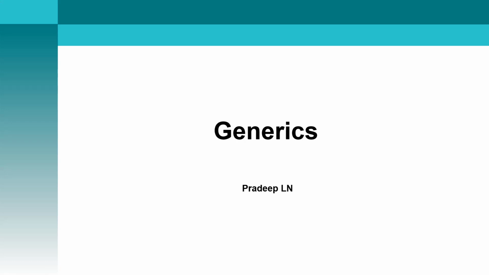Welcome back. This is the third and final part of the lesson on generics. In the previous two parts, we saw how to make basic use of generics, what generic classes and generic interfaces are, as well as how to use wildcards with generics. In this part, we're going to see what we mean by generic methods and how to make use of them.